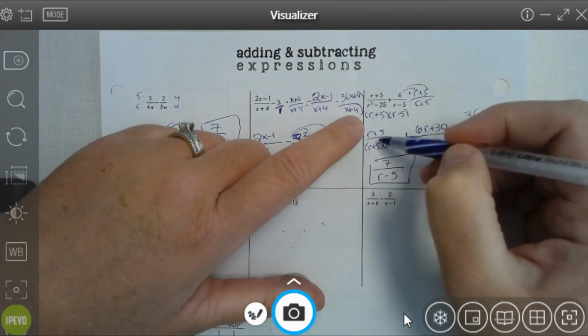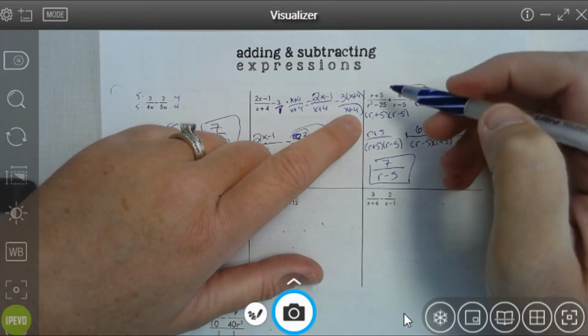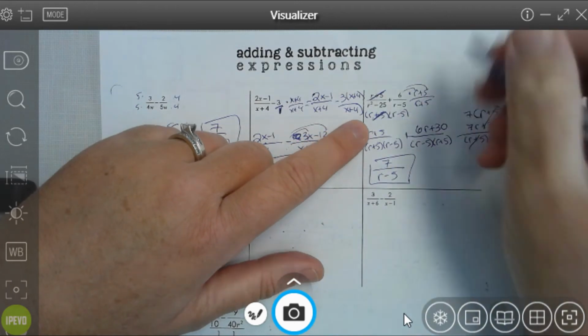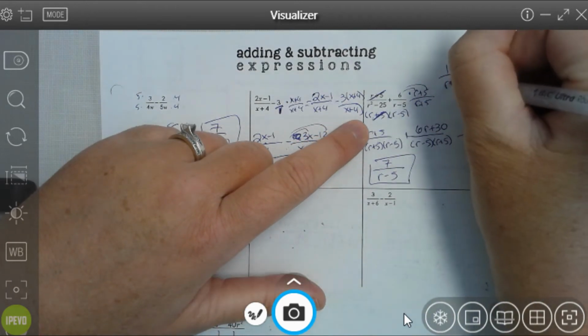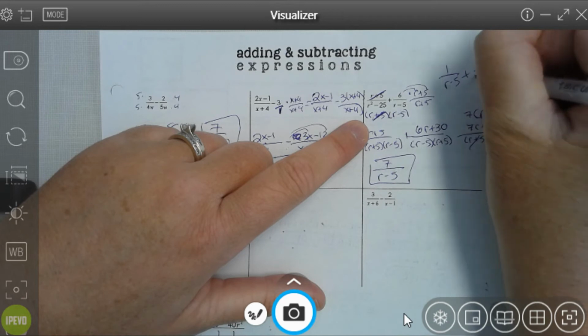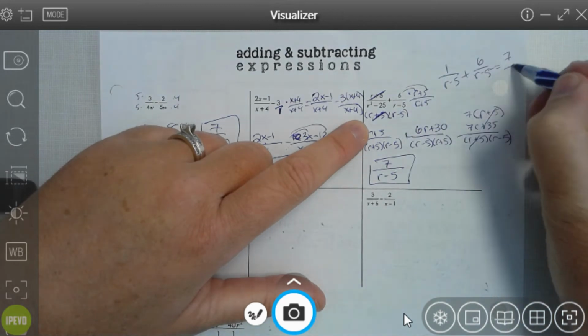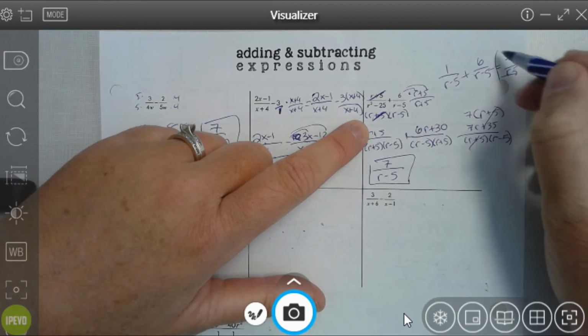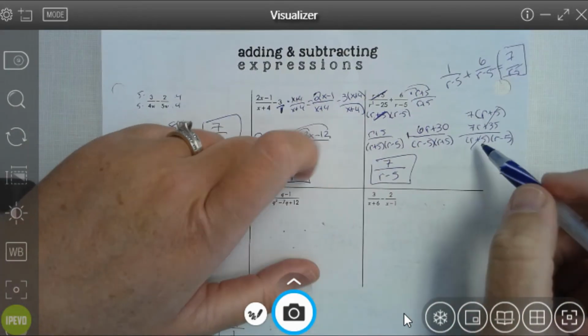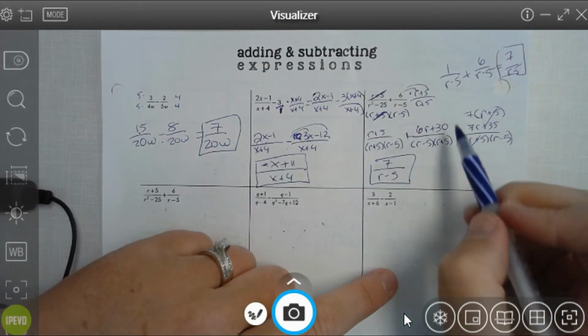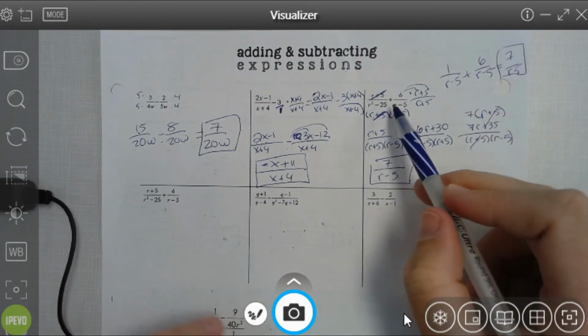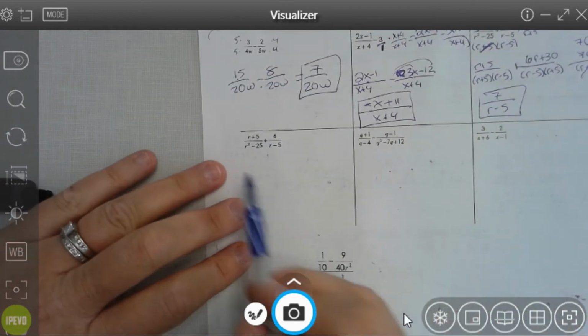So as I was factoring here, I should have noticed right away that this and this would have canceled. So what you could have done is 1 over r minus 5 plus 6 over r minus 5. And then look, you jump straight to the 7 over r minus 5, which was a lot quicker than having to do this. Most of the time you have to do this though, but every once in a while you'll get something really nice where it canceled for you. So check for the canceling.